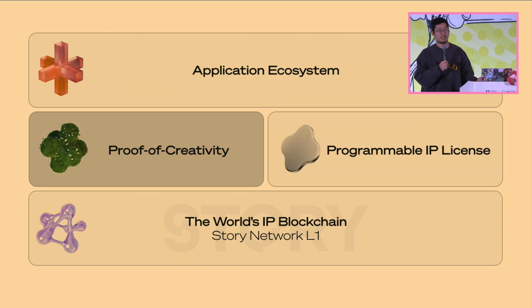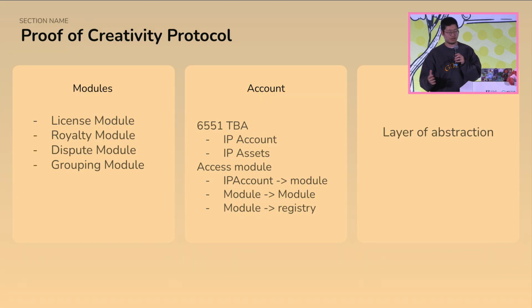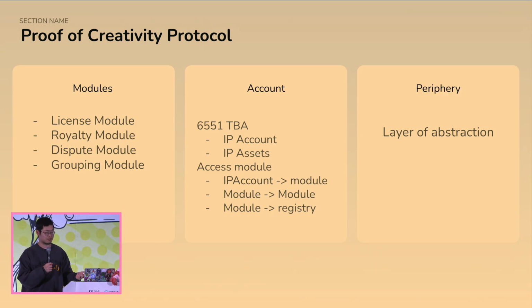So next up is the Proof of Creativity protocol. I will use POC for now, since it's easier to pronounce. POC is split into three major components. One is the modules: the license module, royalty module, dispute module, and grouping module. Then we have the account-based system, which is built on top of EIP 6551, the token-bound account, where once you register your IP, it generates two assets: the IP account through a smart contract, and the IP asset via NFT.